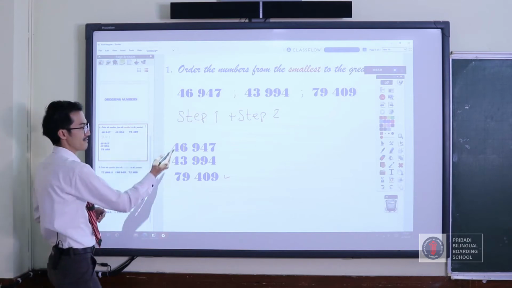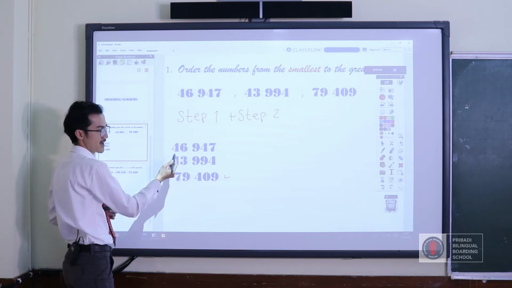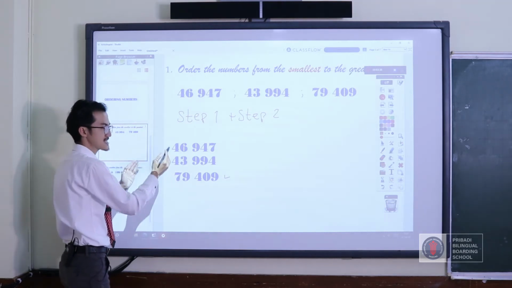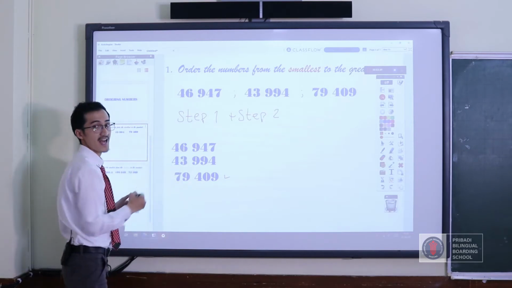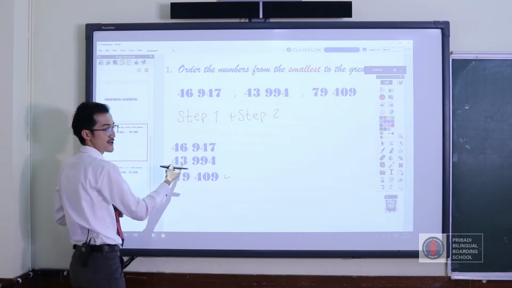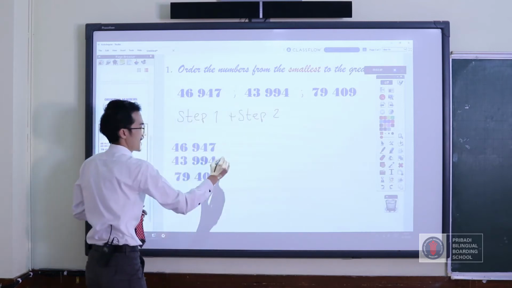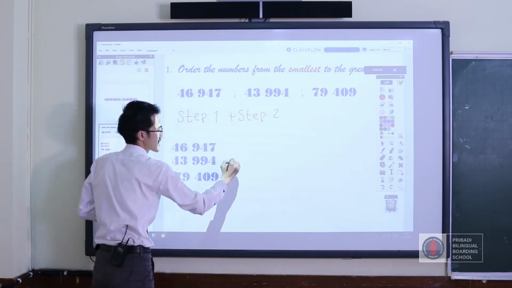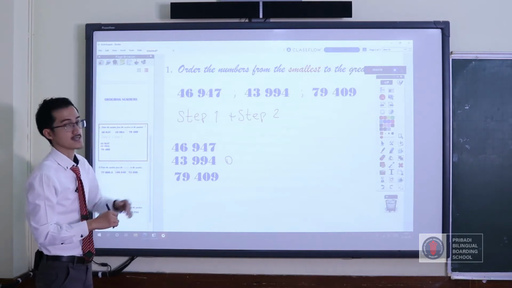We have 46,000 something and 43,000 something. 4 and 4 are still the same. If you have the same value, you go to the next digit. We have 6 and 3. Which one is the smallest one, do you think? Okay, we have 3. So we are going to write number 1 here. It means we think that 43,000 something is the smallest one.